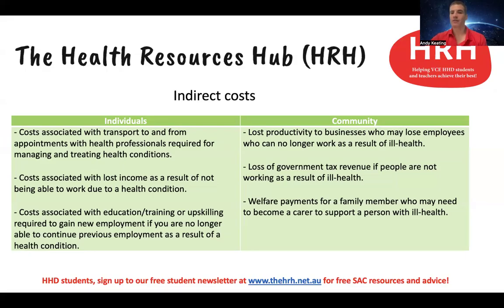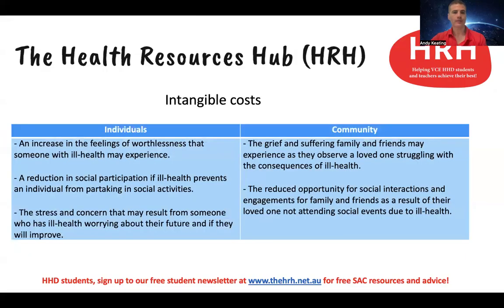Loss of government tax revenue if people aren't working as a result of ill health. So once again, that's an indirect cost because it's not to do with managing or treating it, but the government's losing tax revenue if people aren't able to work as a result of the health condition. And then welfare payments for a family member who may need to become a carer to support a person with ill health. So these are all indirect community costs.